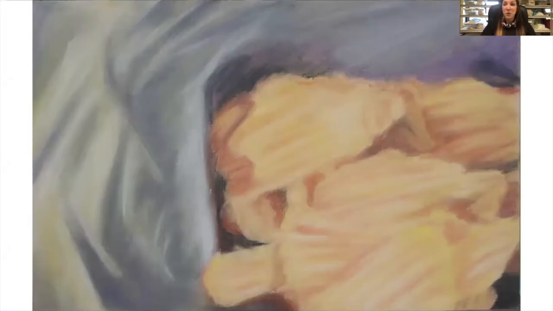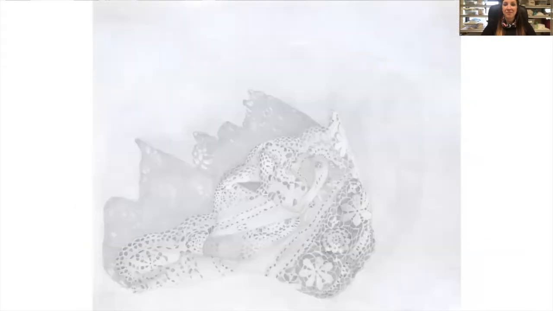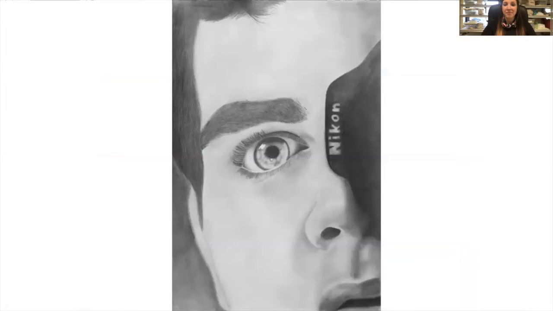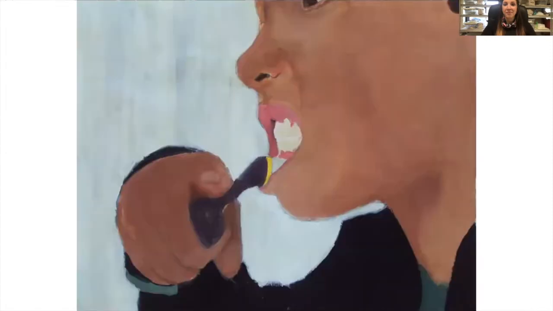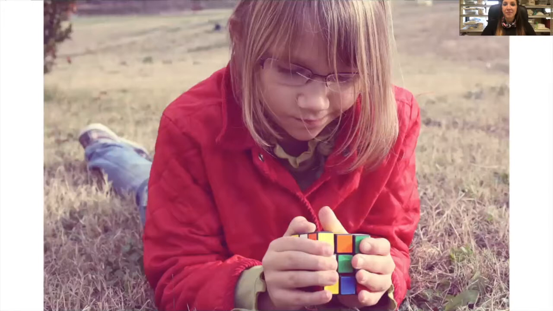And that's a bag of chips. It's kind of hard to tell. That's obviously a photograph. Photography works as well.